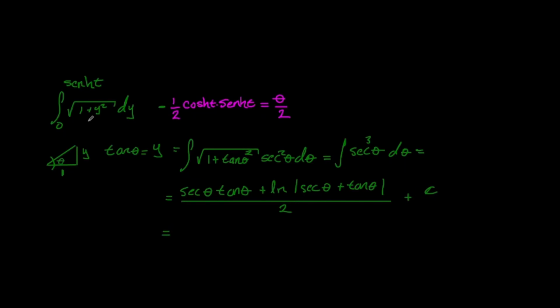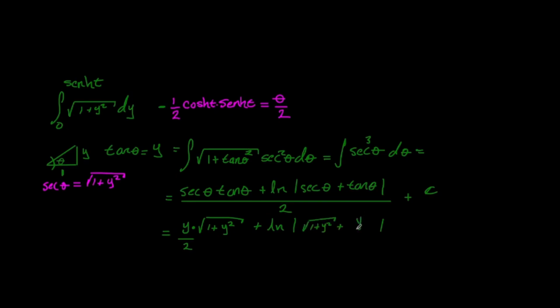Now, remember that the original integral was written in terms of y, not in terms of trigonometric functions. So we'll use this triangle once again to recover the original variable. The secant is the hypotenuse, which is the square root of 1 plus y squared, divided by the adjacent side, which is simply 1. Likewise, we can immediately see that the tangent of theta is y, just as we established earlier. Substituting these expressions back into the result gives us y times the square root of 1 plus y squared.